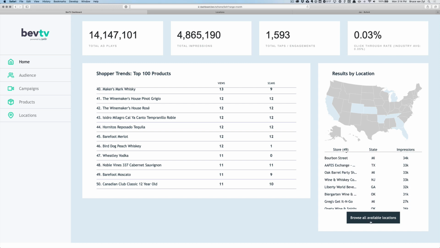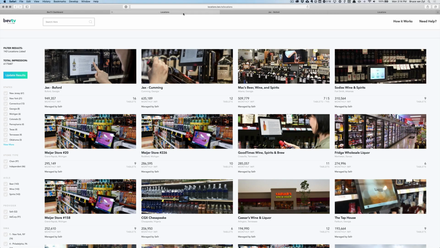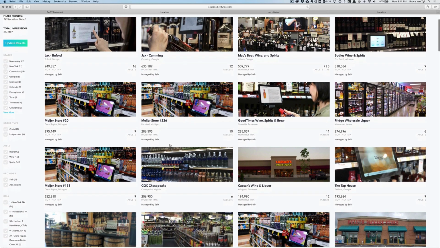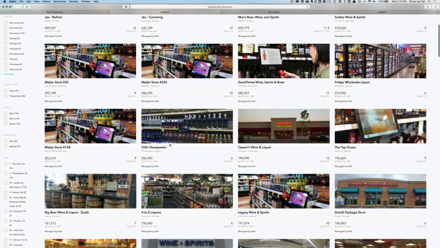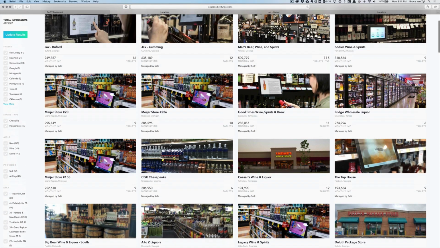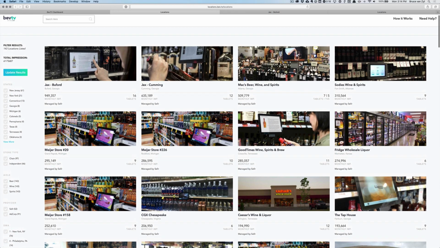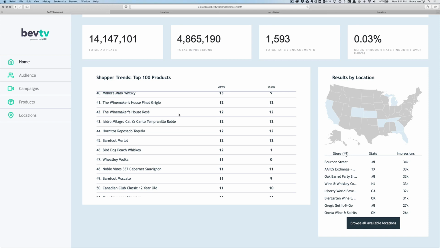The other thing you can do is click on Browse All Available Locations, and this will take you to a full location list of BevTV, and you can actually explore those stores. So you saw Jack's Buford was there. That's because they have 16 tablets. This is Jack's in Georgia, and you can click into each of these stores and see more information about that particular store.